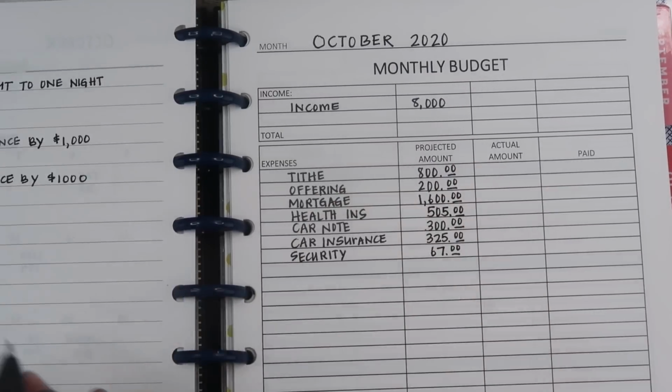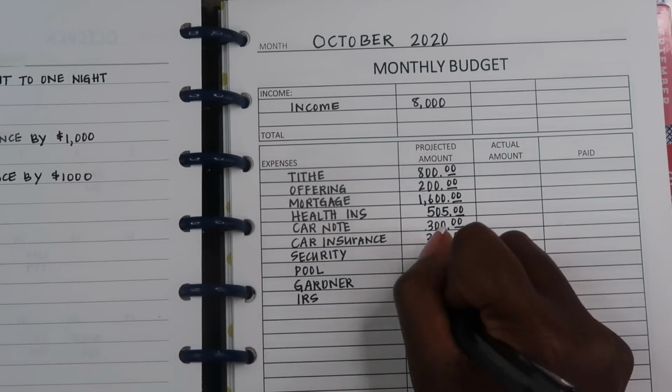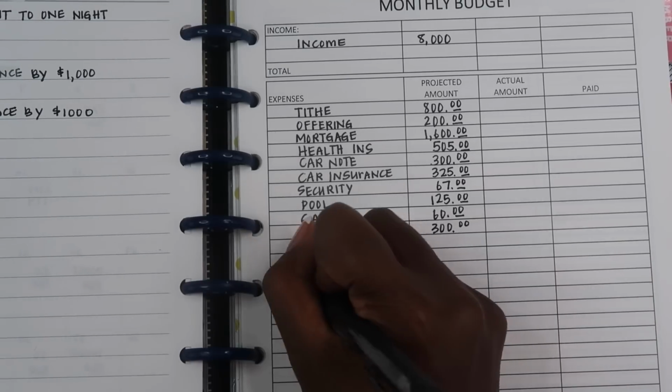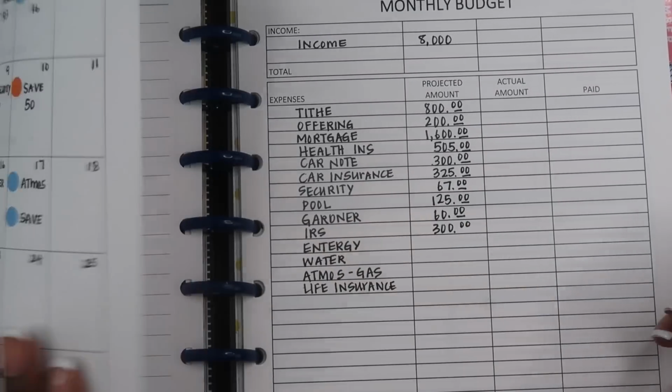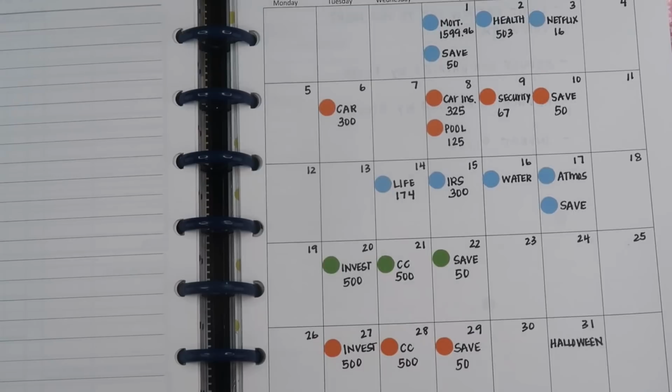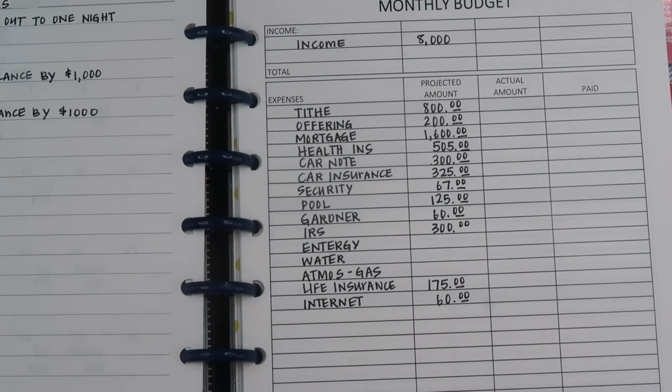Then, because we are self-employed, I do have health insurance, and then is the rest of our bills. There are some bills that I'm not sure about because none of our utility bills have been released for the month of October. So I'm going to leave those blank, but I have written down everything else.